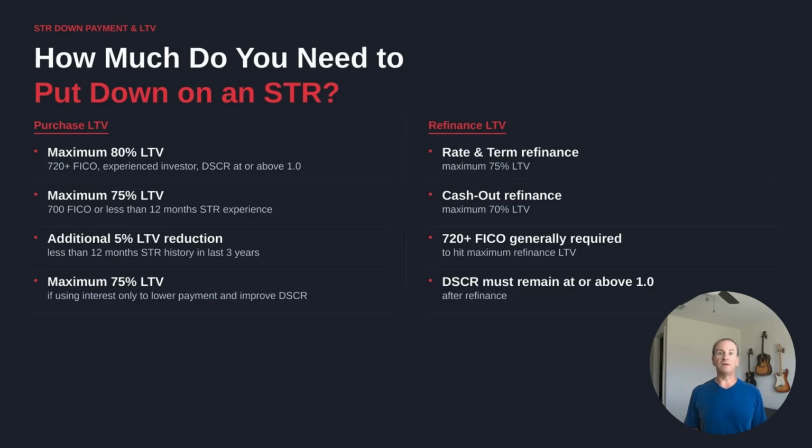Refinances, you can do a rate and term refinance on these short-term rentals. The maximum loan to value is 75%. If you do cash out, if you want to cash out to say buy another property, that loan to value drops to 70%. And once again, you need to have that 720 score to get the best rates and terms.